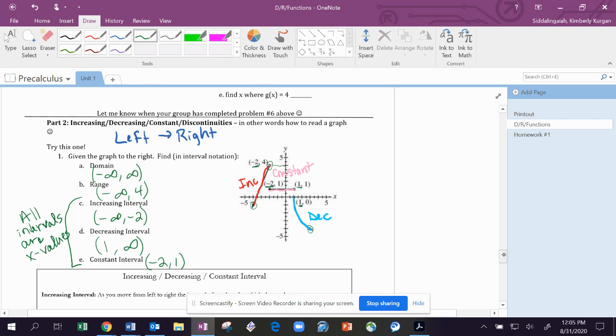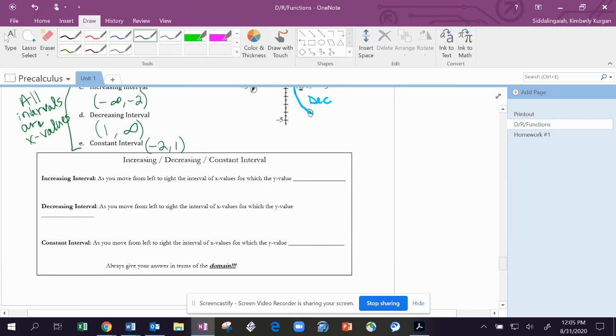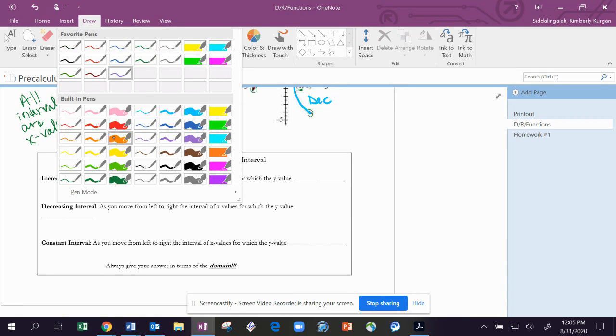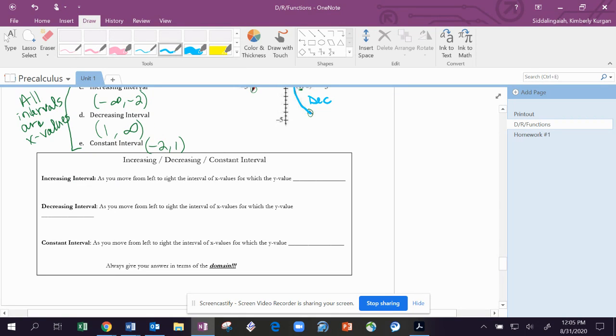All right, so let's write down some of that stuff that we just did. I'm going to change the thickness. So an increasing interval as you move from left to right. So notice it says left to right. The interval of the x values for which the y value goes up. And if you're tracing the graph with your finger or your pen, you're going to see that just naturally. Decreasing, again, moving left to right on the x-axis, this is when the y values go down.